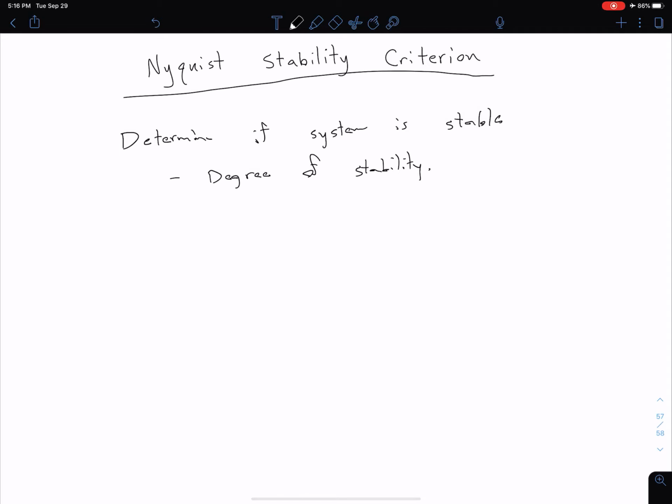And so we're not going to go over how to find the degree of stability, but we are going to look at how we can tell just looking at a Nyquist plot whether a system is stable or not. We're not going to go into a lot of the details of how to construct a Nyquist plot, but oftentimes you can use software packages such as MATLAB in order to create these plots.